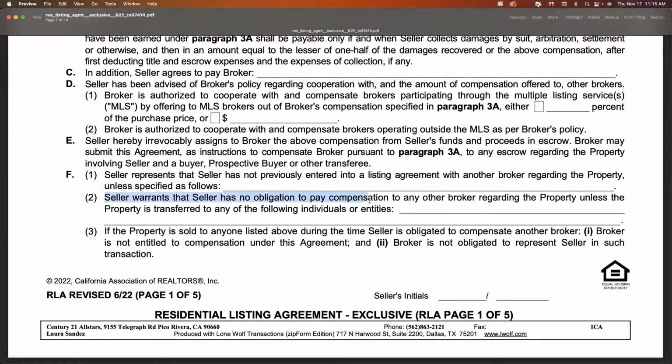F2 is the exception list, right? Seller warrants that seller has no obligation to pay compensation to any other broker regarding the property unless the property is transferred to any of the following individuals or entities. So going back to that paragraph where if the listing expires or cancels and I give them a list of exceptions, a list of buyers that wrote offers or people that saw the property, and they sell to one of those people, they have to give that list over to their new broker.